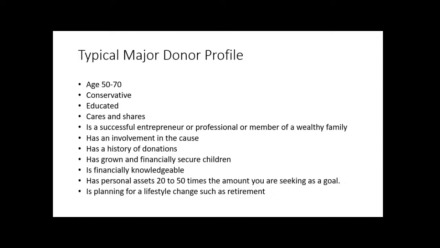The major donor is typically financially knowledgeable. They haven't become wealthy because they've not paid attention to investments. And they usually have personal assets 20 to 50 times the amount you're seeking as a goal, which is why we might consider asking them for 2.5% of their net wealth.